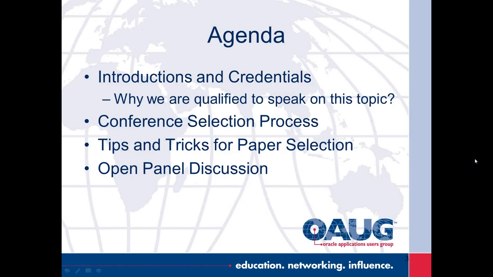I'd first like to go over the agenda. We'll be talking a little bit about who we are and our credentials and why we are qualified to speak on this particular topic. Then we'll spend some time going over the conference selection process in detail and look at the process that OAUG specifically uses to solicit, vote on, and select papers for the Collaborate conference every year. We'll also go into some tips and tricks for paper selection, and then we'll open it up for panel discussion. We may actually pop out of the PowerPoint presentation and go over to a browser and show you where some of the resources can be located on the OAUG page.